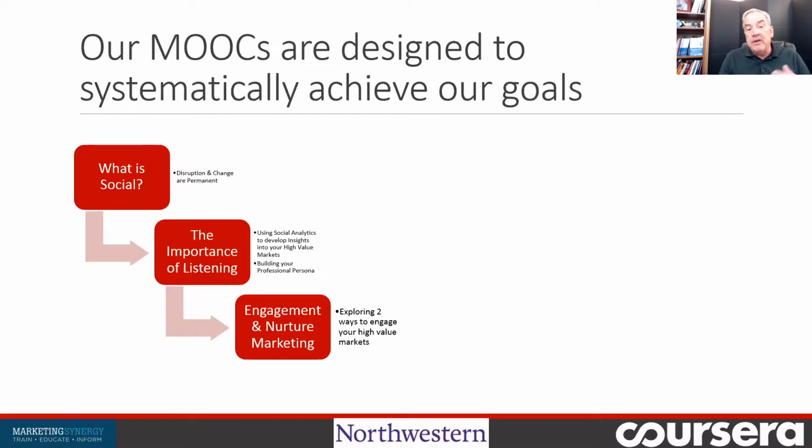Then the third one is engagement and nurture marketing. And it's looking at 2 of the most important strategies that you can use to engage your markets today. There are actually 3 that we look at: engagement, nurture marketing, and what we call social IMC, which is community development. Each one of those has a different impact on what it delivers for you, and the relationship you have with your target market. And so we explore all 3 so you can pick the components that are best for the different markets you want to develop.